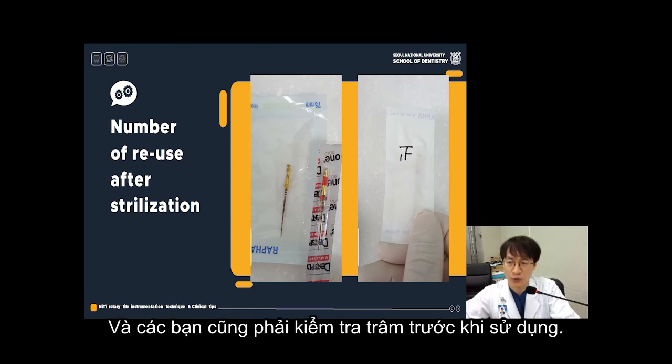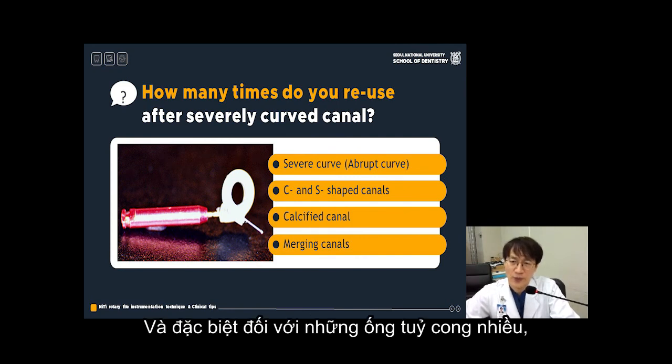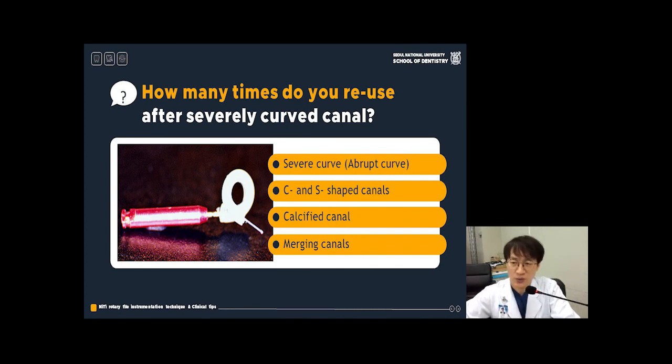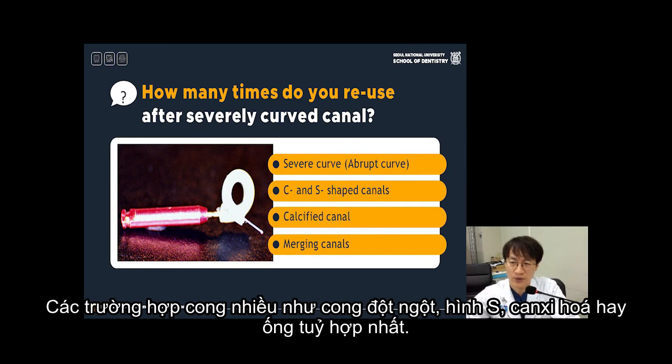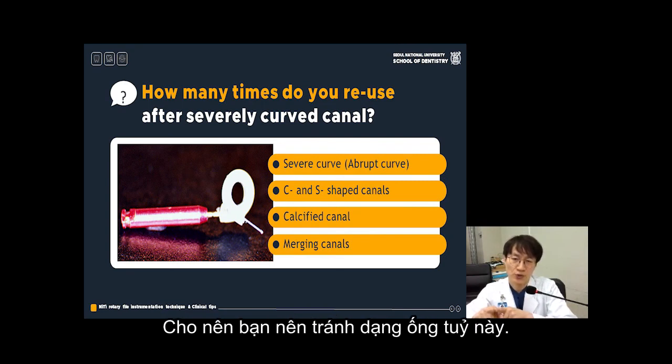And you also have to check the file just before you use. And especially in severe curvature, you have to use just once or twice. That's it. So in severe curvature, like abrupt curvature, or S-shape, or calcified canal, or merging canal. Sometimes merging canal gives you certain feeling of it's not safe. So you should avoid that kind of canal shape.